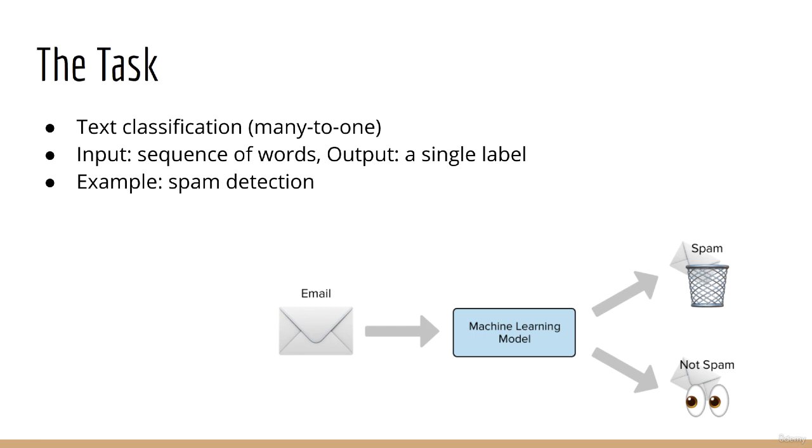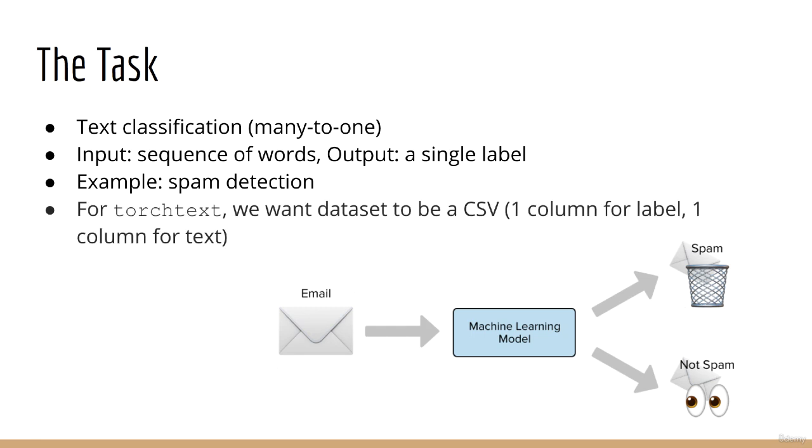For Torch Text, we'll want this data to be formatted as a CSV, with one column for the label and one column for the input text. I assume that at this stage you know how to write a program in Python so that if your data does not come in this format, you know what to do to convert it into the required format.